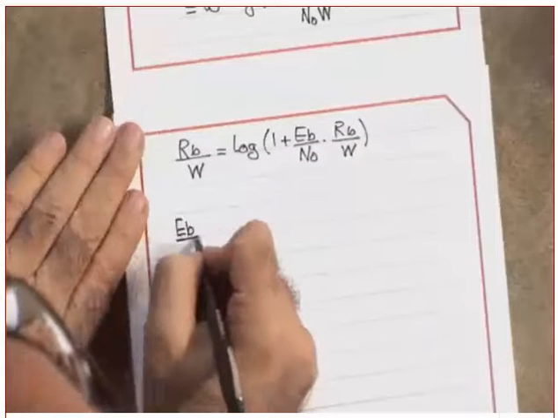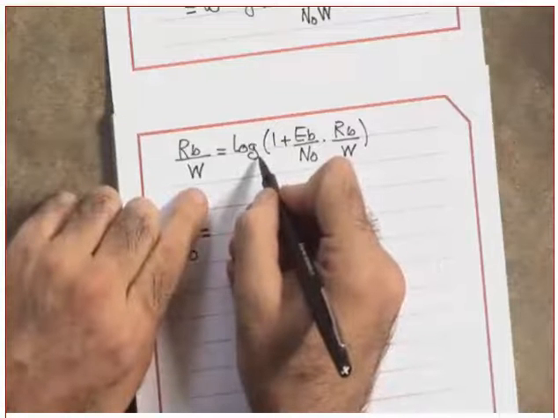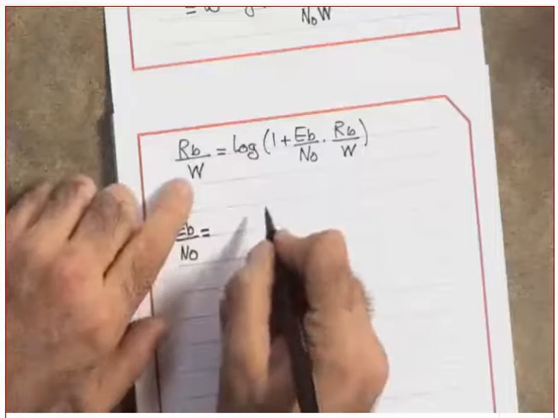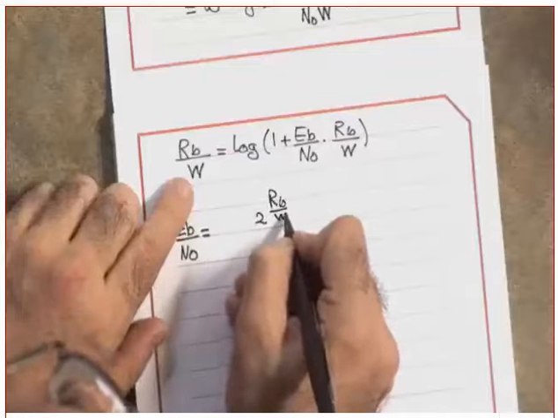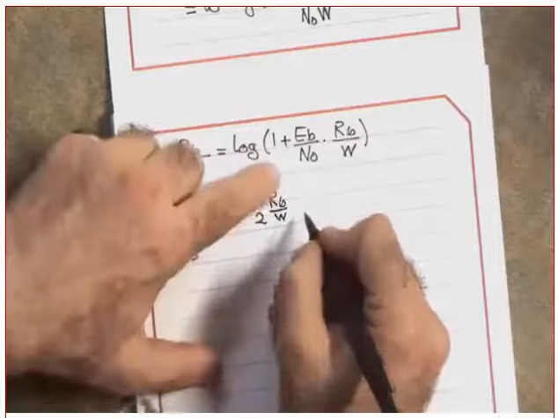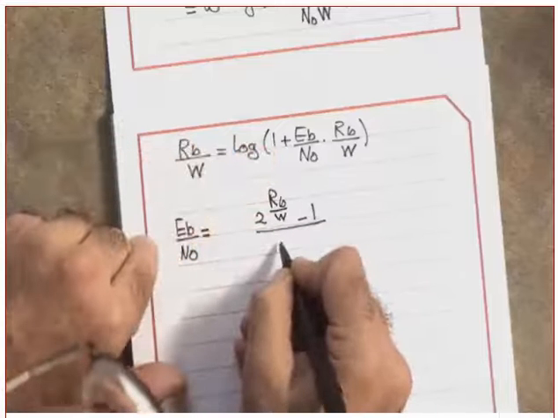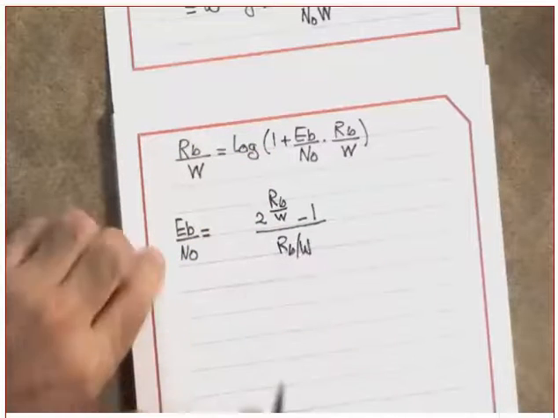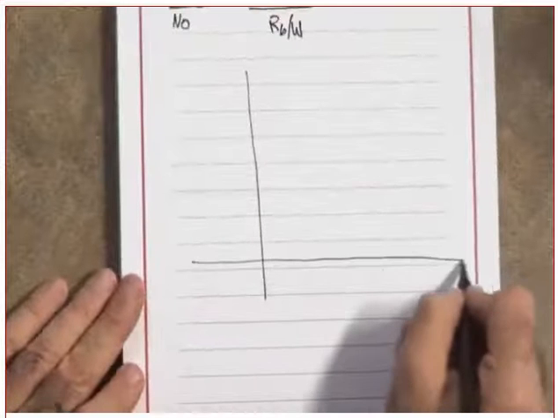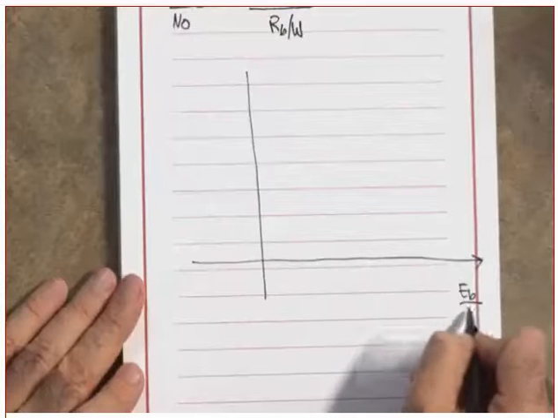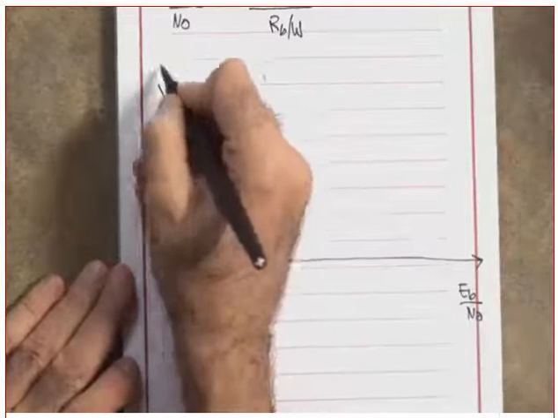Okay, which means Eb over N0 is equal to what? This log is to the base 2. So what do I have? I have 2 to the RB over W, minus 1, divided by RB over W. Clear? And that allows you to sketch the following curve. This is Eb over N0. This one is RB over W. What do I call this? The bandwidth.